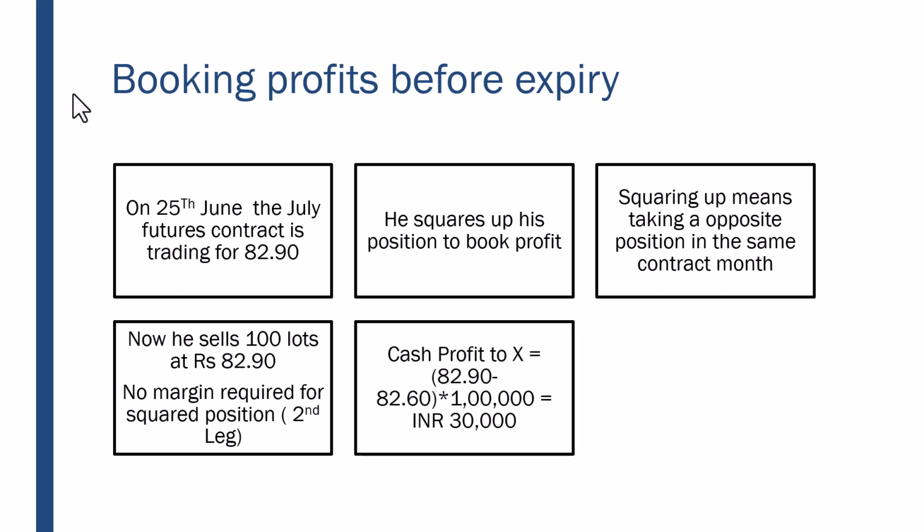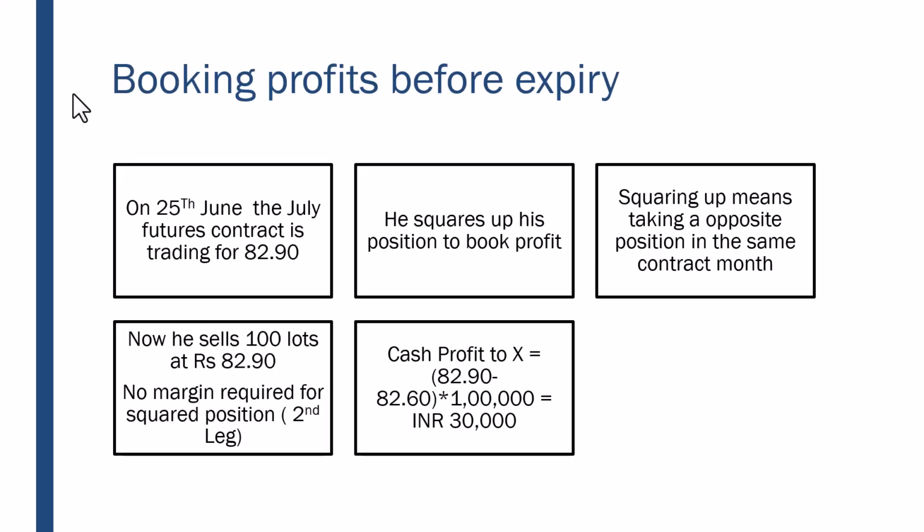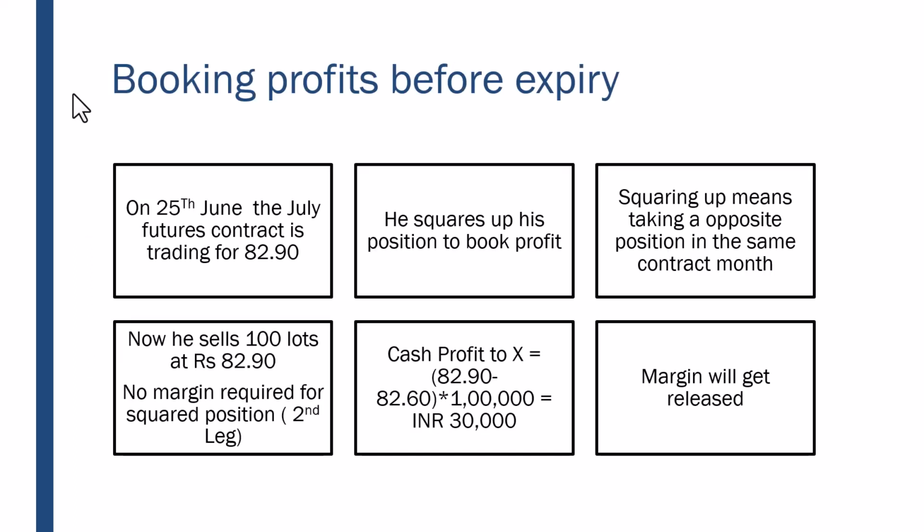So he will be making a cash profit of how much? 30,000. 1 lakh, 82.9 minus 82.6. So he's sitting on a 30,000 rupees profit. He is going to book the profit and walk out of the market. So he will get back his margin, which he paid in the first leg, plus 30,000 rupees profit. So that's it, he is going to make a gain. This is when he is bullish, he can place the order.